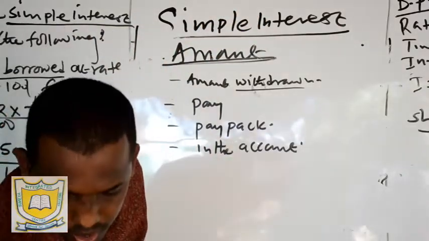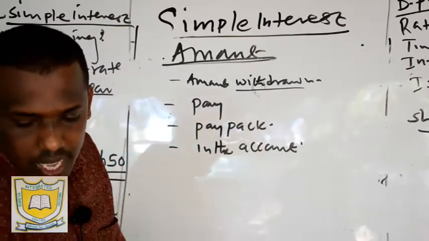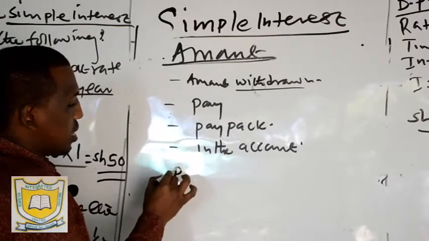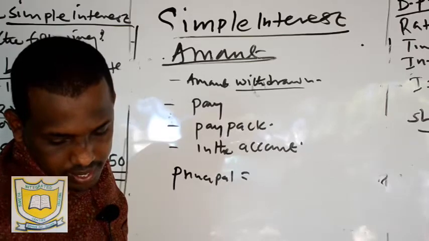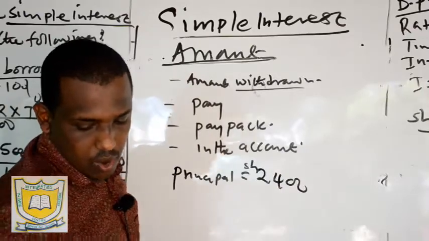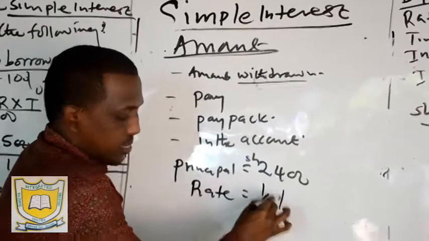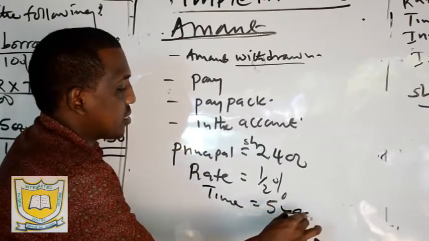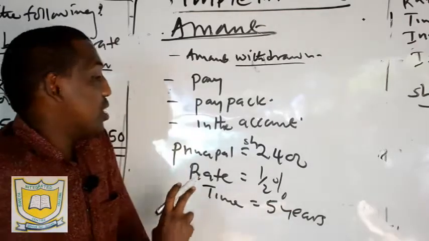So now let us see a question here. Here you are told, let's say Abdi borrowed, and you are given the principal, shillings 2,400. The rate you are given is 0.5%. Then you are given the time, 5 years. Now, what they are asking for is the amount. Someone will tell you to find the amount.